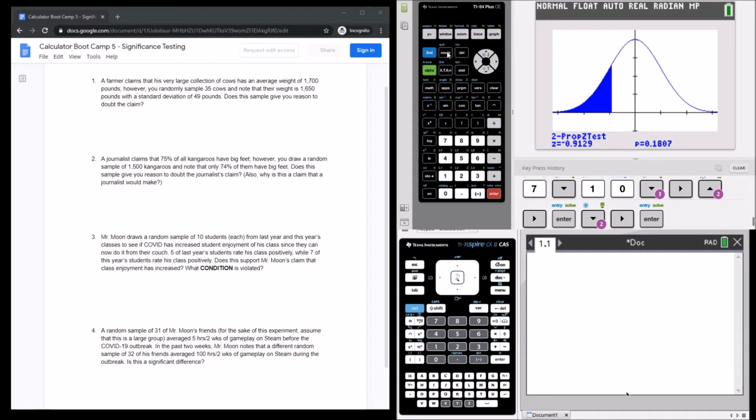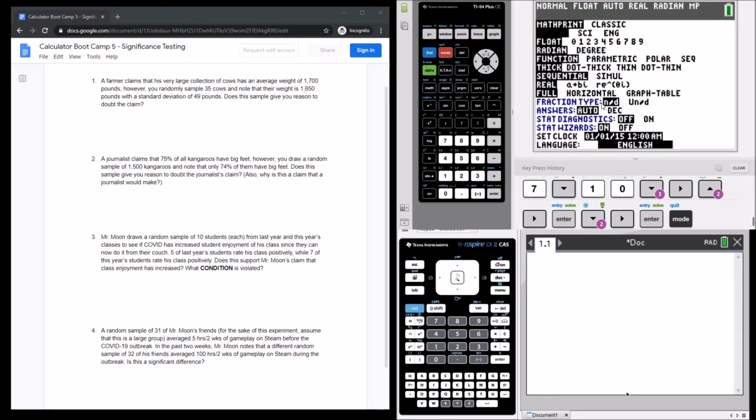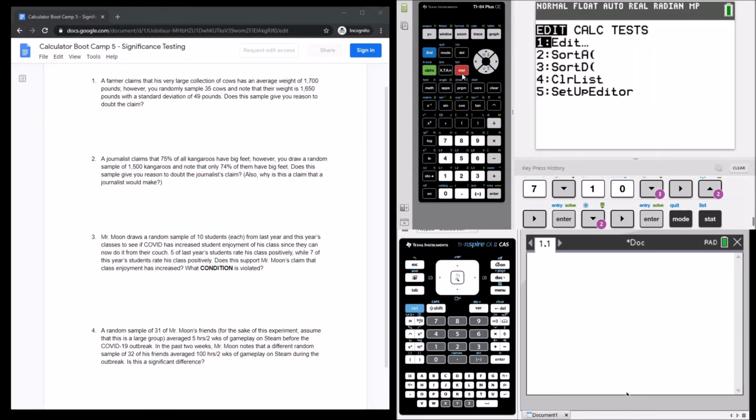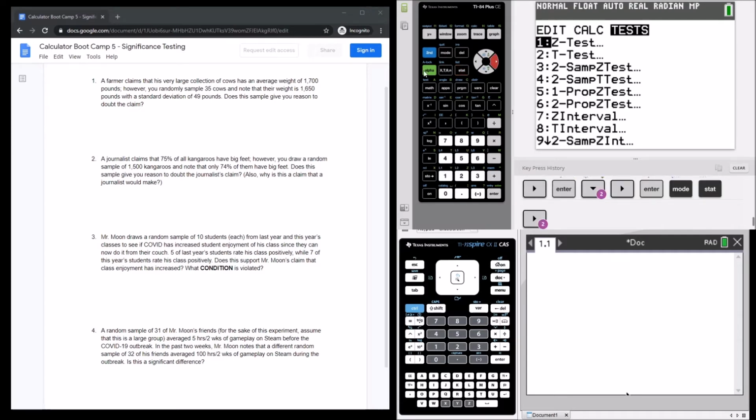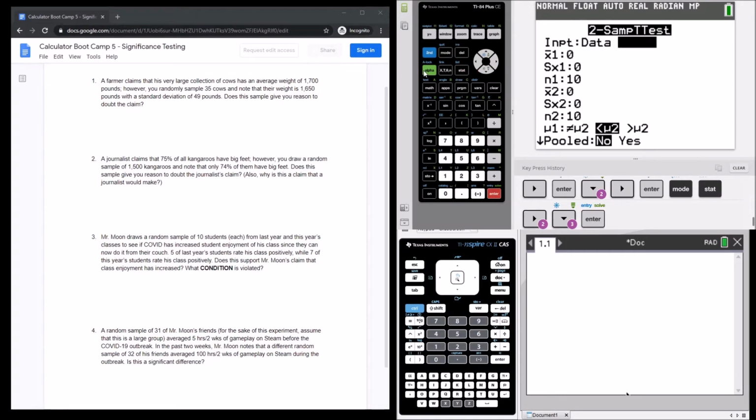Now, hours, we've got to use a means analysis for. So we're going to go over to tests and down to a 2-sample t-test. Because we're doing mean work, we're doing a t-test. So let's go there. We have our summary stats.